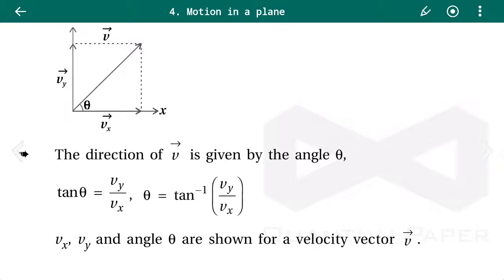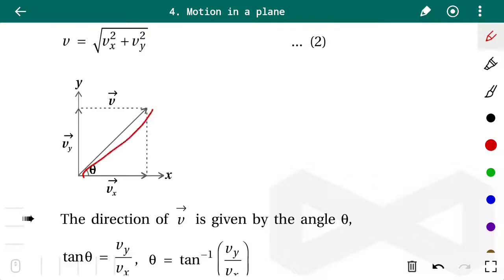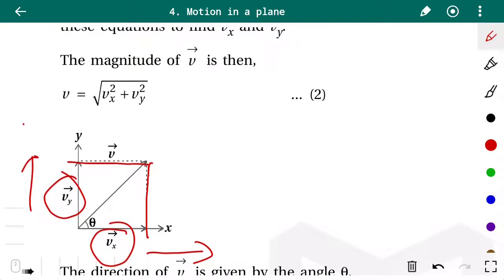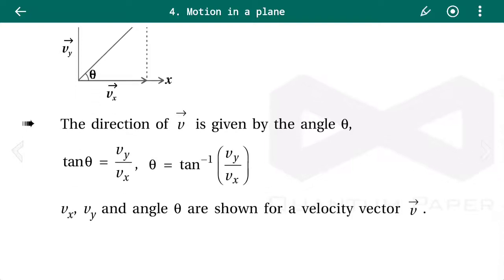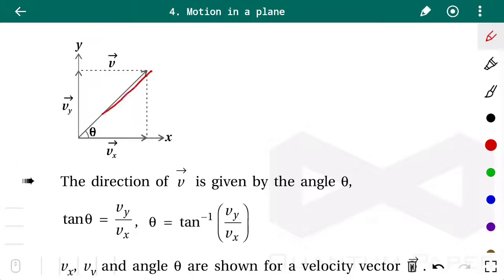The direction of vector v is given by the angle theta. Suppose we have the velocity vector in this direction, and it makes angle theta with respect to the x-axis. Then by taking the projection of the vector on the x-axis and the projection of the vector on the y-axis, we get the x component of the velocity along the x-axis and the y component of the velocity along the y-axis. And from this we can write the direction, that is tan theta, applying the tan function for this triangle.